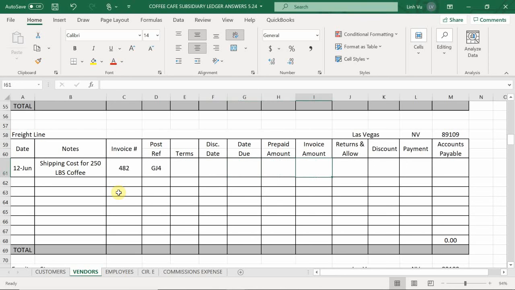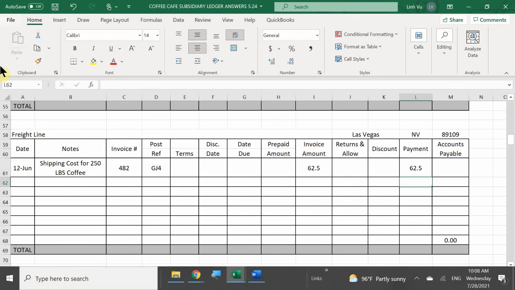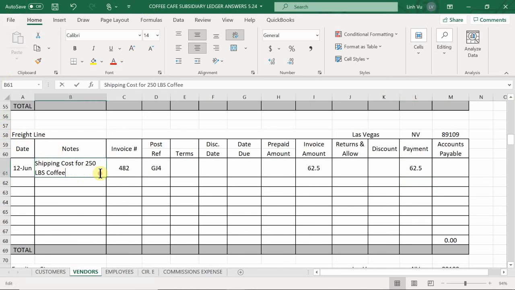The billing information said it would cost me $62.50. And yes, we paid for it using check number 1512. So I'm going to indicate that I paid with check number 1512. Okay.